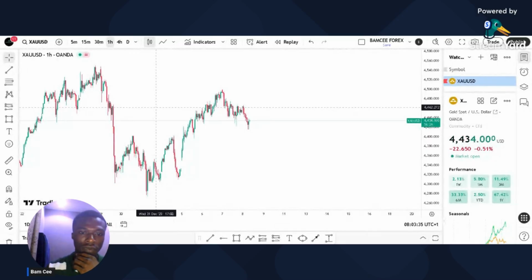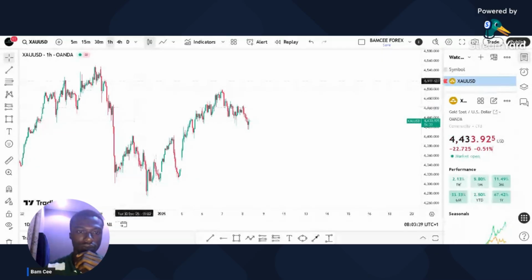Right, so for a day trader, what I look out for is the daily chart or 4 hours time frame. These are the best time frames to use to look out for the bigger picture: daily chart or 4 hours time frame. All right, so let's move on to the daily chart. Let's see what we have there.